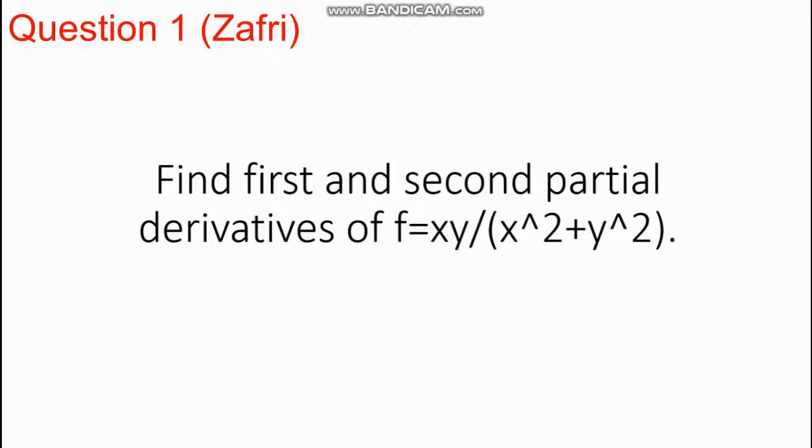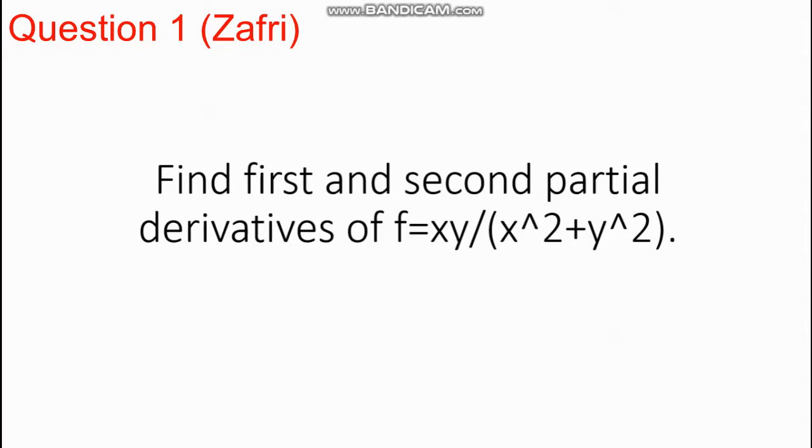Found this question about the higher order partial derivative. Do you know how to do this? Oh, this question is actually easy. I'll show you how to do it.